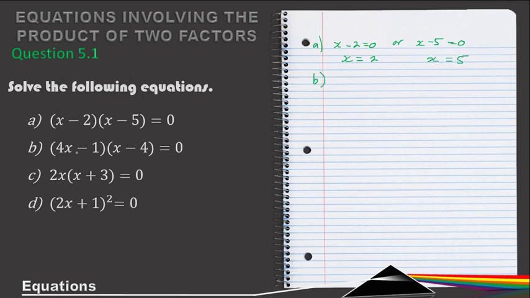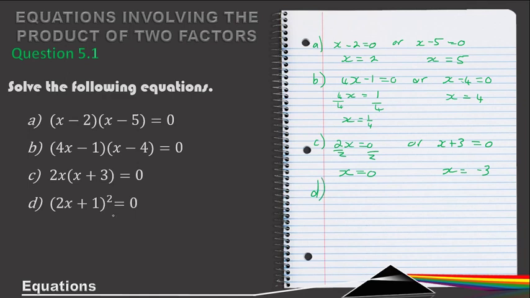For B, either 4x minus 1 equals to 0 or x minus 4 equal to 0. So solving for this one, we take the 1 over, so 4x is equal to plus 1, then divide both sides by 4, gives me x is equal to 1 over 4. And on this side, I just need to take the 4 over, so then x is equal to positive 4. And then for C, 2x is equal to 0 or x plus 3 is equal to 0. So if I divide by 2, then 0 divided by 2 is still 0, so x is then equal to 0, or x is equal to negative 3 when I take the 3 over.